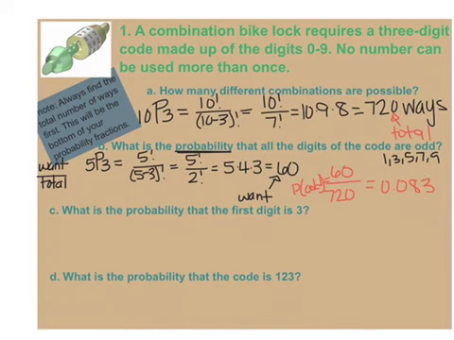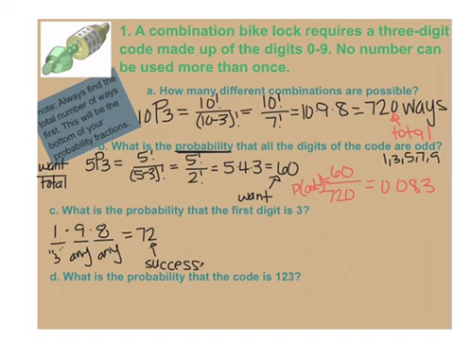Looking at part C, what is the probability that the first digit is 3? Again, probability is my want divided by my total, so we'll use the total from part A again. We have to figure out how many ways I can get what I want, and I want the first digit to be a 3. In this 3-digit code, this first one has to be a 3. After that, I'll take any number, and then any number. How many 3s are there? There's only one 3. Then, since I can't use it more than once, there are 9 options left for the next one and 8 options left for the last one. When I multiply this out, I get 72. And remember, this is my successes, or my want.